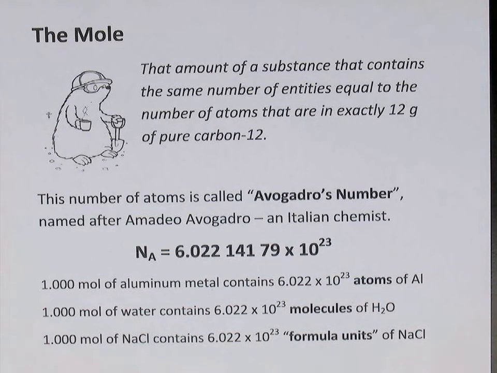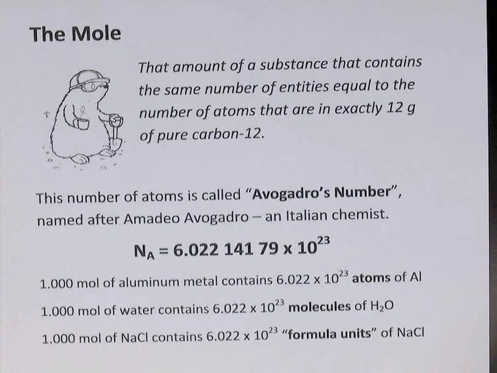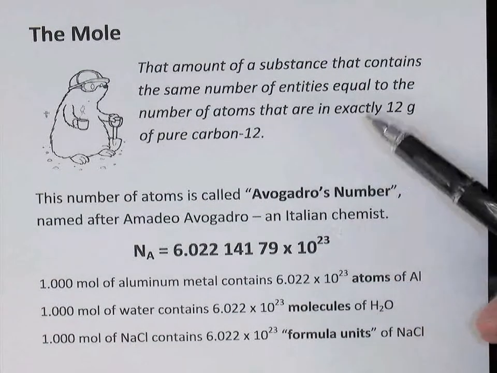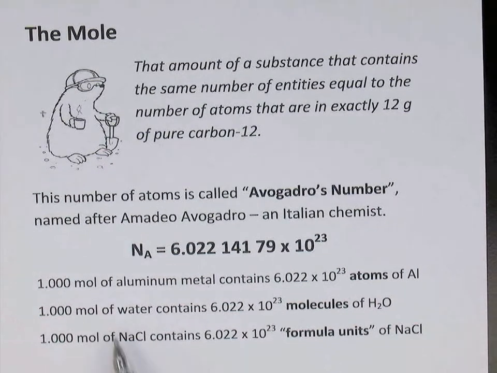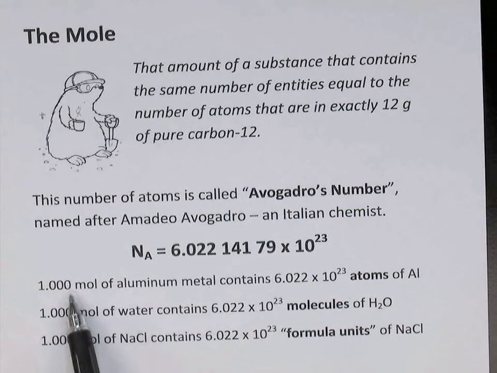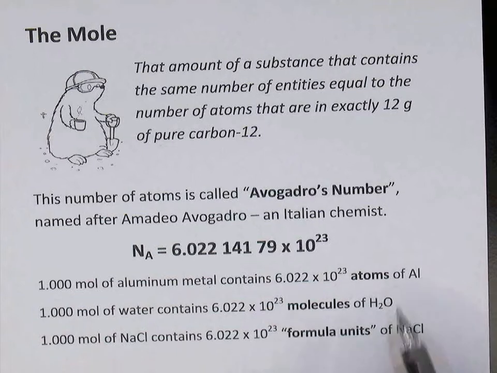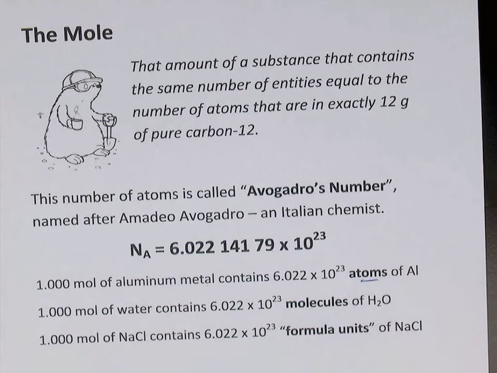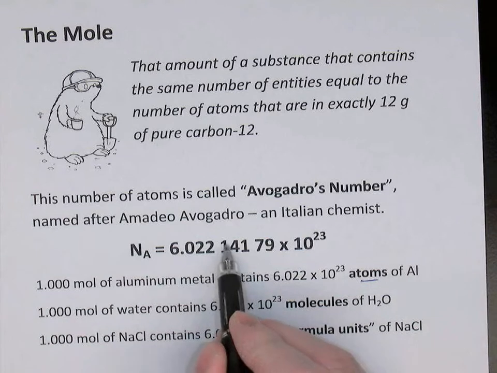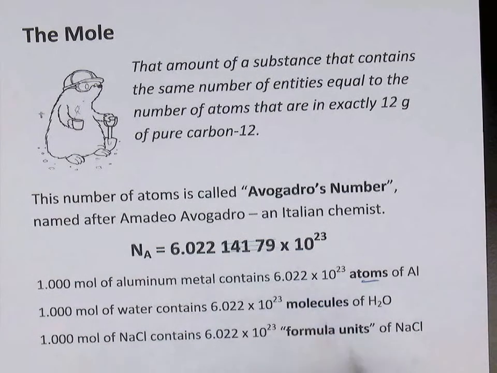Now, why did this say at the top there, this weird phrase, entities? Well, take a look at these 3 examples underneath Avogadro's number. If you have 1.000, so pretty much exactly 1 mole of aluminum metal, you would have 6.022 times 10 to the 23 atoms of aluminum, and notice the word atoms there. Also notice that we don't ever really use all those significant digits in Avogadro's number. For us, we'll usually just say 6.022 times 10 to the 23.